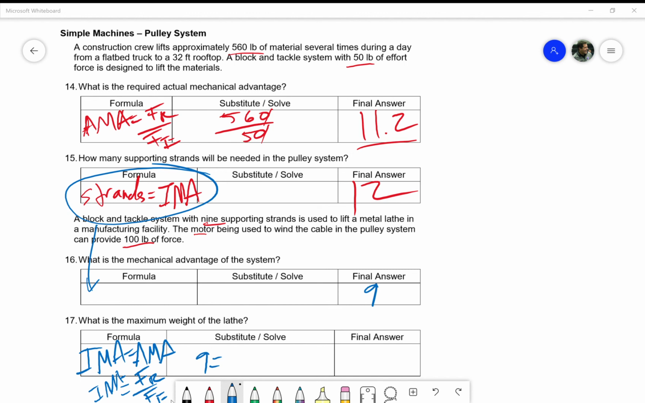So now our resistance force is what we're looking for. Our effort force is going to be 100. So now we can just multiply that out. And our resistance force is going to be 9 times 100 or 900 pounds of force. There you go.